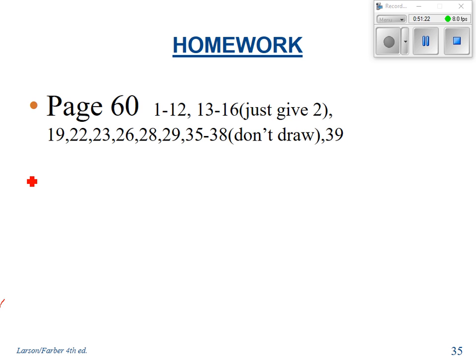Exercises 13 through 16 say to give 3 conclusions that can be drawn from the graph. So just give 2. I don't want 3. I don't want to read that much. All right, so just draw 2 conclusions.